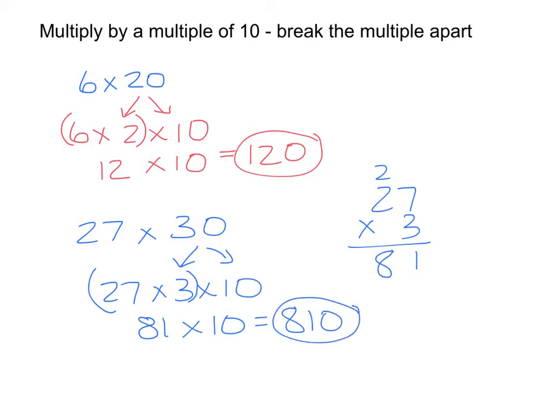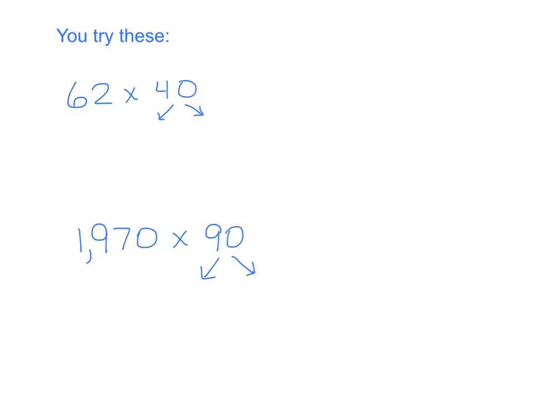Associative simply means that you can multiply sets of numbers in any order and get the same answer. So it doesn't matter if you take the 6 times the 2 before you take it times the 10. And you can break all numbers down into factors and multiply them in any order that you want. Pause the video while you try these.